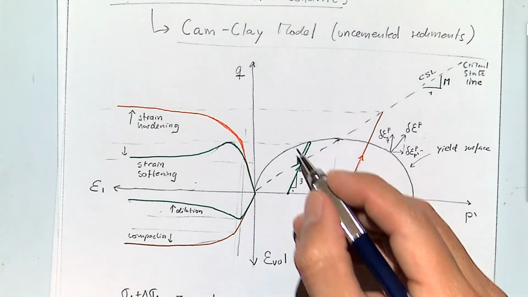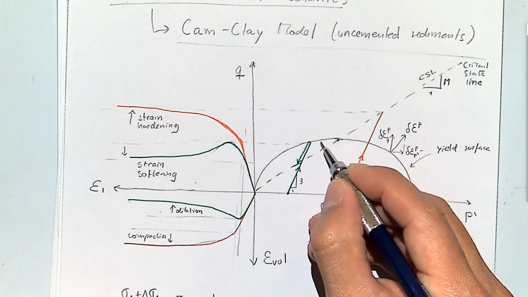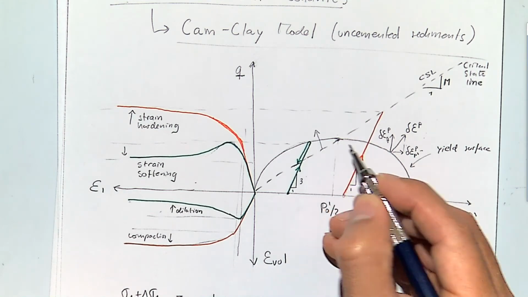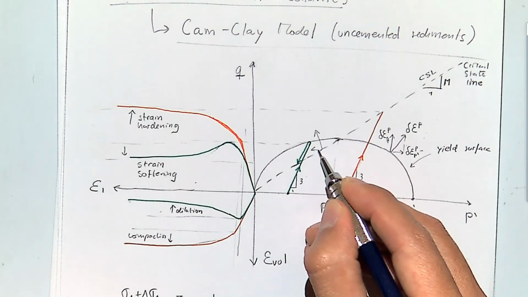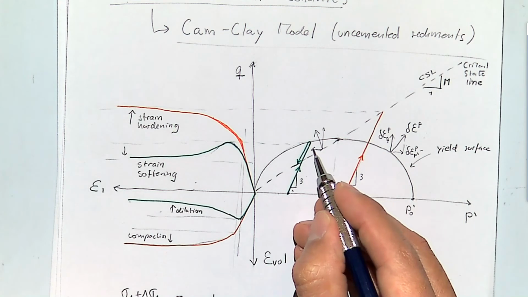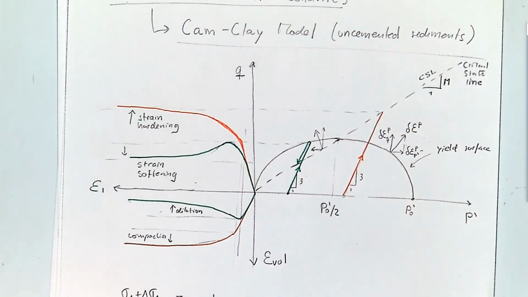If I had a vector somewhere over here, when you hit this line, you're going to have a dilation because your component of the plastic strain is going to be pointing to the left.